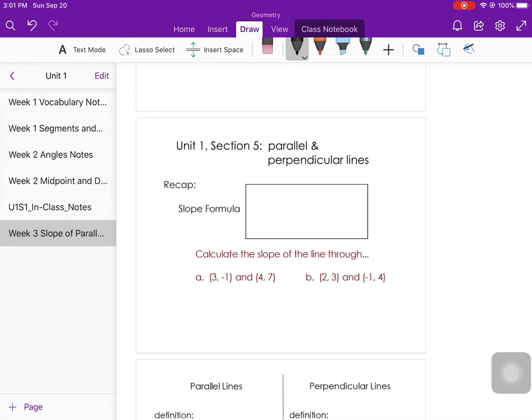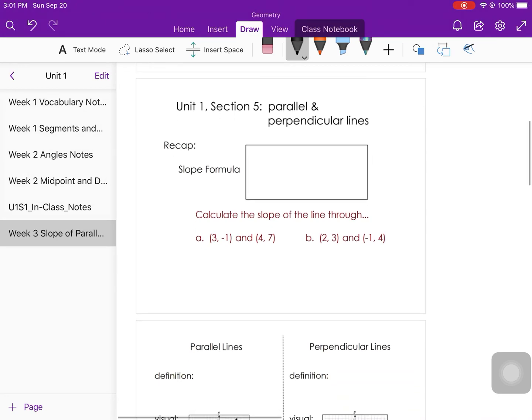Hey guys, welcome to the last video in Unit 1. Today what we're talking about is parallel and perpendicular lines. So just a quick little recap.